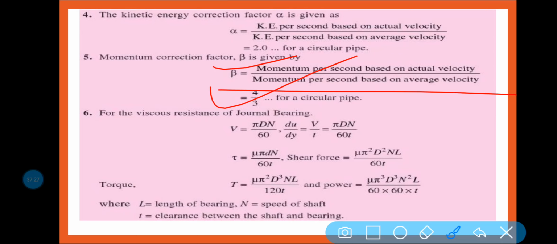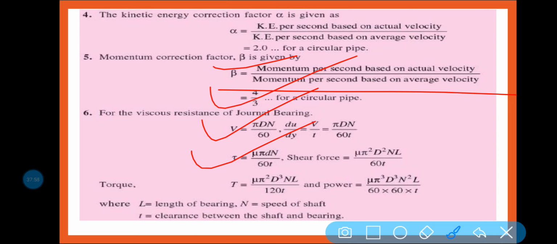For the viscous resistance of journal bearing, V is equal to pi dn by 60 and du by dy is equal to V by t, that is pi dn by 60 t. Here t is the clearance between the shaft and bearing, L is the length of the bearing, and n is the speed of shaft. Tau is equal to mu pi dn by 60 t. Shear force is equal to mu pi square d square nl by 60 t.